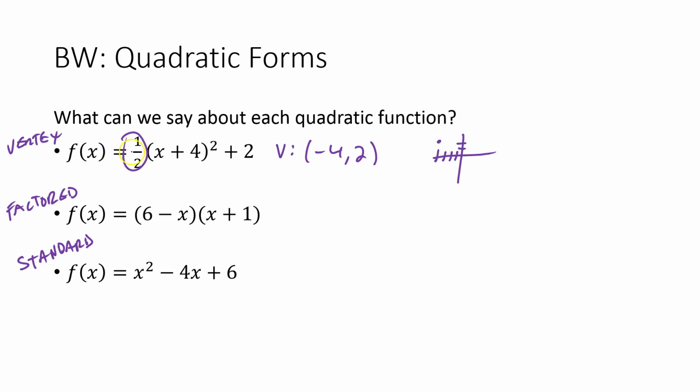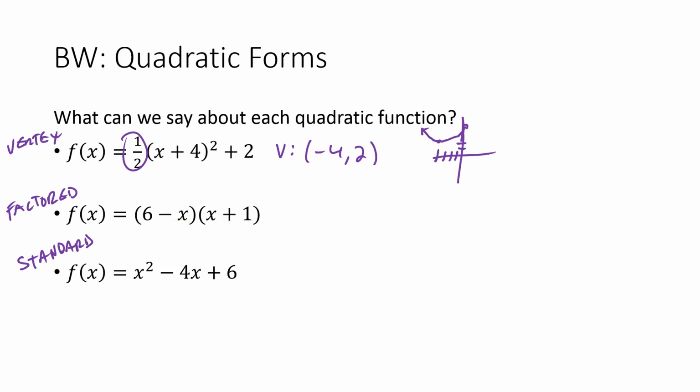It's not reflected at all because we don't have a negative anywhere. And then we have that shrink of 1/2, so it's going to look a little bit wider. So it might look something like that. But we can't really say exactly where it crosses the y-axis. Some of our other forms are better for that. So let's look at this next one that's in factored form.